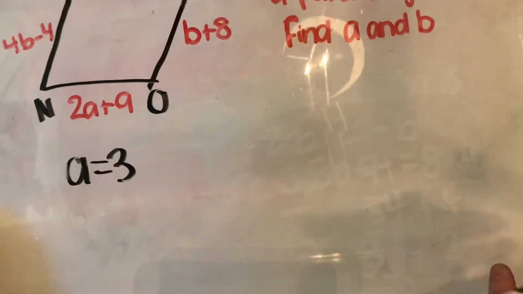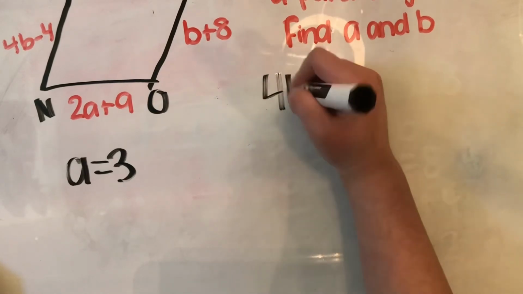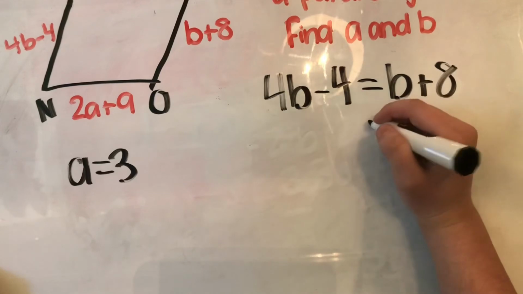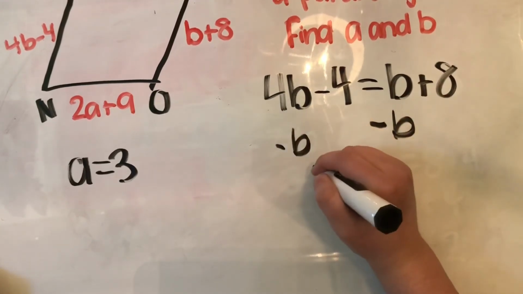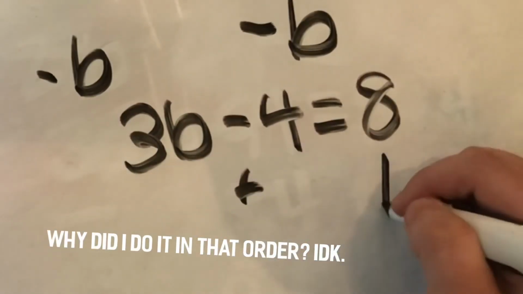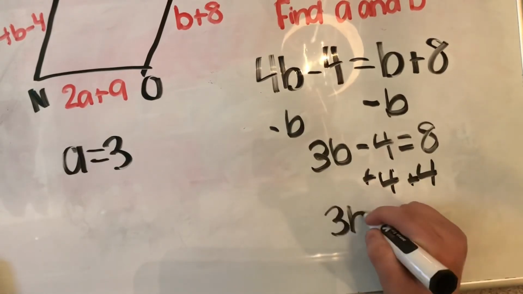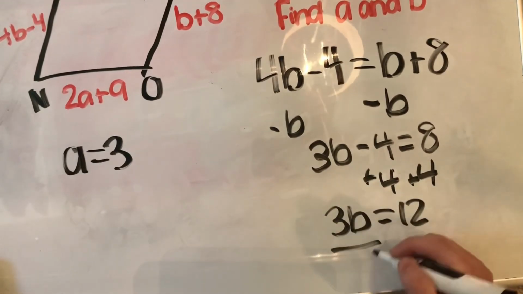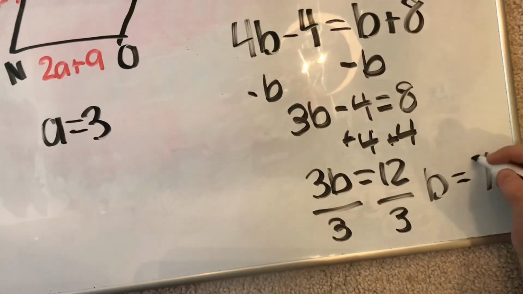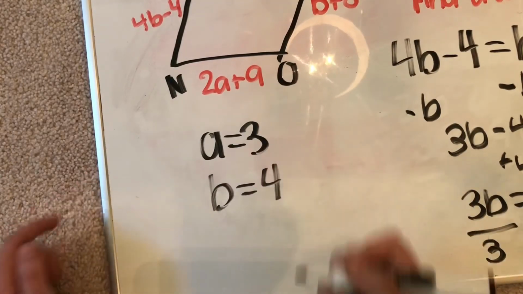All right, so we're going to do the same thing, but with these other measures. So we're going to set it up the same way. 4b minus 4 is equal to b plus 8, and then solve that. So subtract b. 3b minus 4 is equal to 8. Add 4. We get 3b is equal to 12, so divide by 3, and we get b is equal to 4. So we know that A is equal to 3 and B is equal to 4, so we have solved the problem.